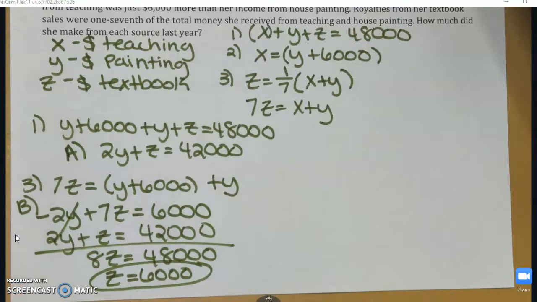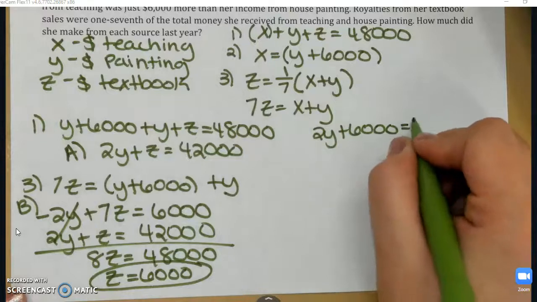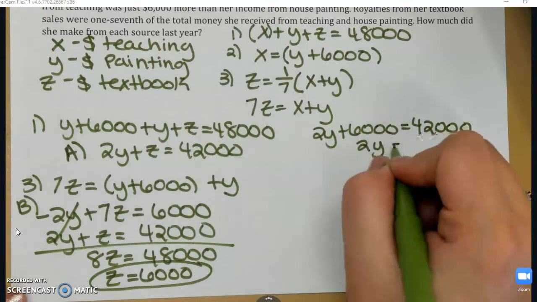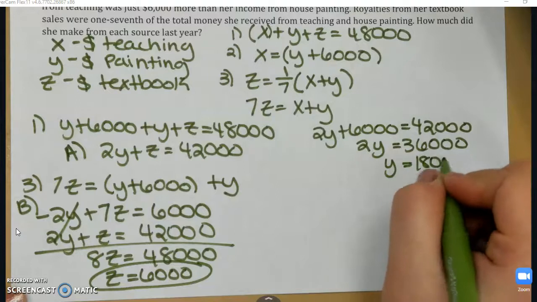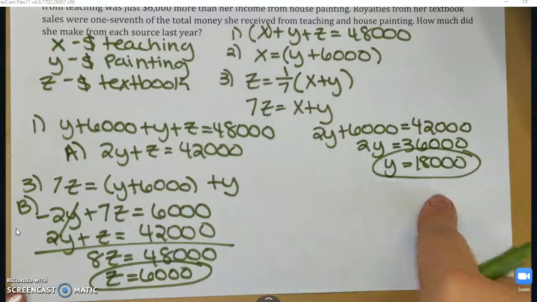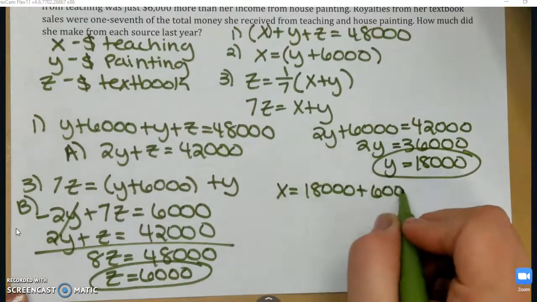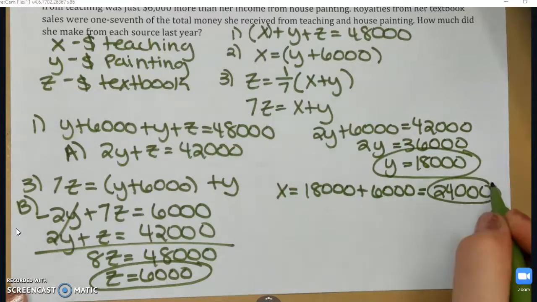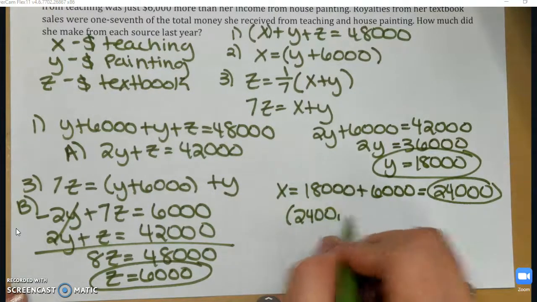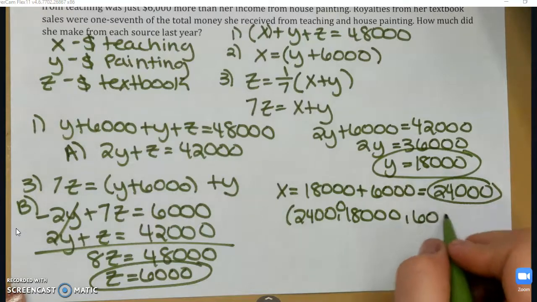Now that I know Z, I can plug this back into either equation A or equation B. I'm going to go with equation A because smaller numbers. So 2Y plus 6,000 is equal to 42,000, which means 2Y is equal to 36,000, which means that Y is 18,000. Now that I know Y, I can plug this into equation 2 to solve for X. 18,000 plus 6,000 equals 24,000. So there's my X. So my ordered triple is going to be 24,000, 18,000, and 6,000.